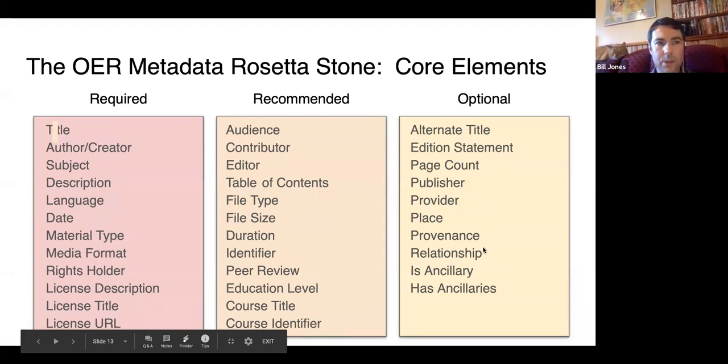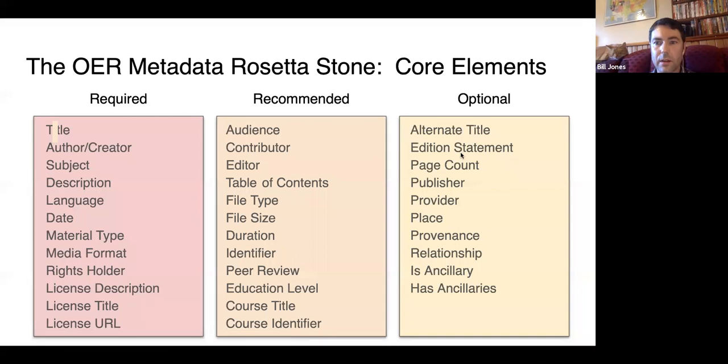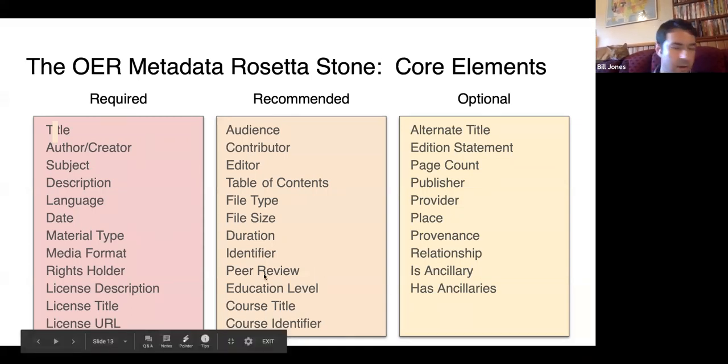And then these are optional elements here. So alternate title, edition statement, page count, publisher, provider, place, provenance, relationship, and is ancillary and has ancillaries. I'm going to go over to Camille.